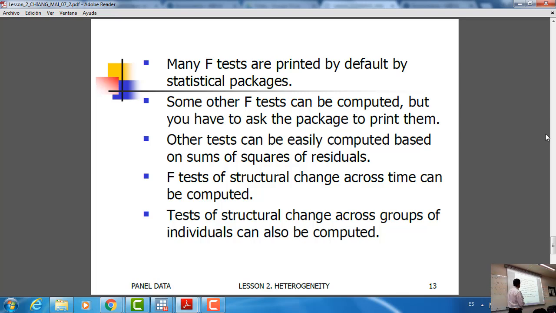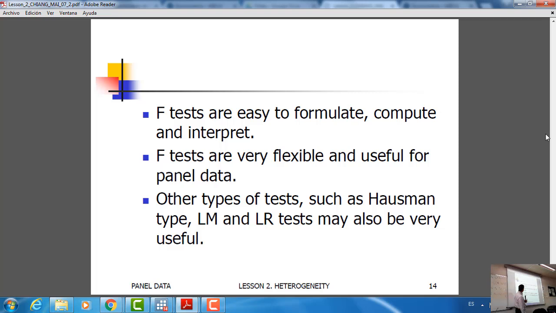I said that many tests are printed by default, and the important idea is this one here. F-tests of structural change across time can be computed, and also across groups of individuals, countries, or firms. And the F-tests are performed using the sum of squared residuals that is computed by Stata. So let's see. Let's see the next.